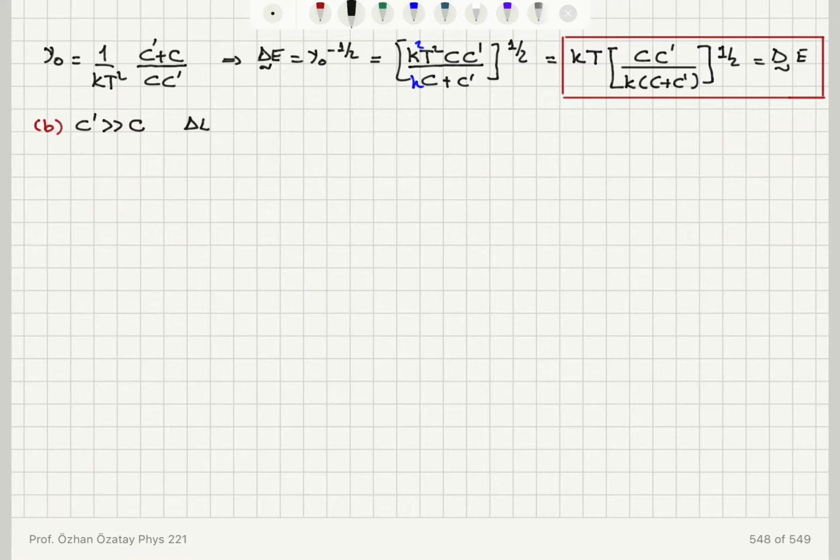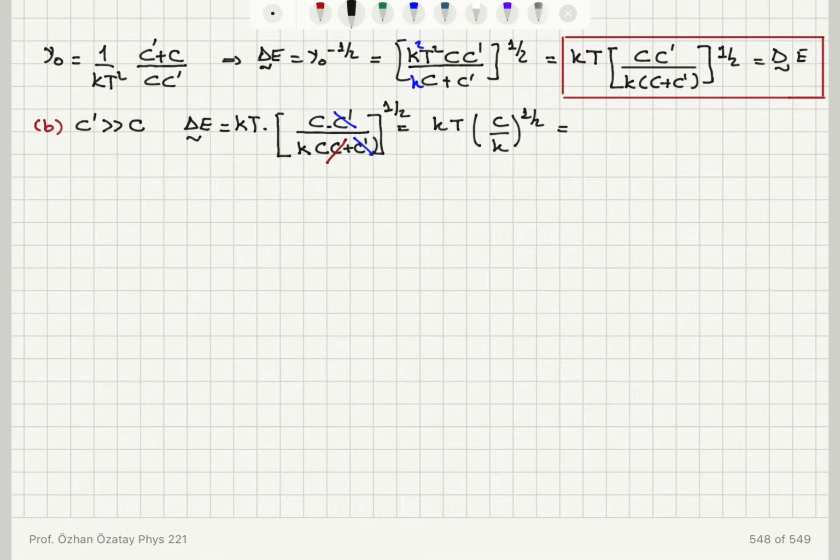Then my delta E tilde will become kT multiplied with c prime over k times (c plus c prime) to the power 1/2, but this c will be negligible compared to c prime, and these c primes will disappear. Therefore, I will be left with kT c over k to the power 1/2.